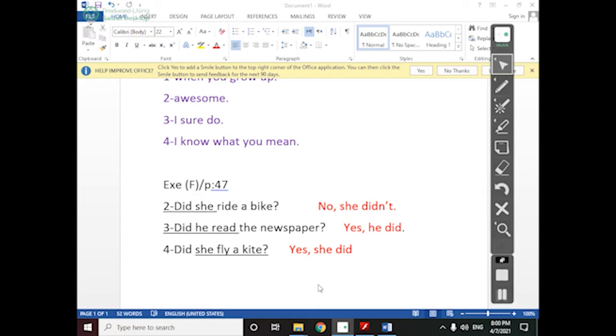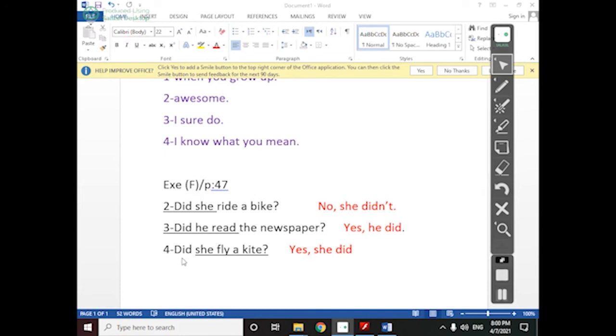They give you in the book ride a bike. I write, did she ride a bike. The answer should be no, she didn't, because she is riding her scooter. Question number 3, did he read the newspaper? They give you the newspaper and you have to write did he read. Yes, he did.